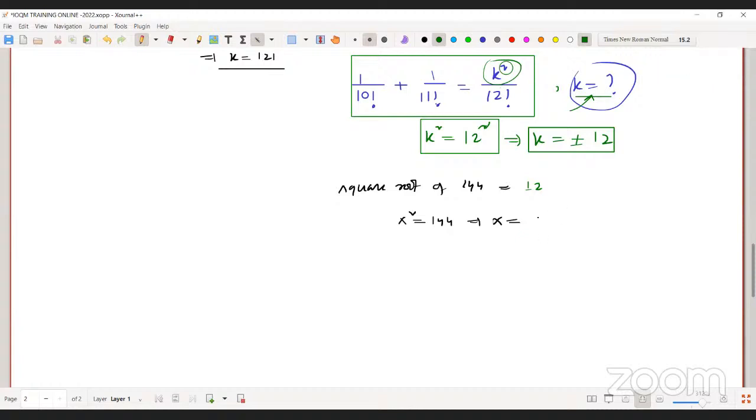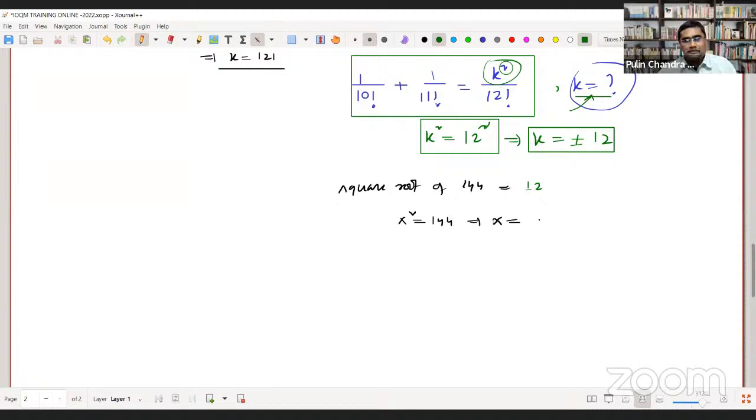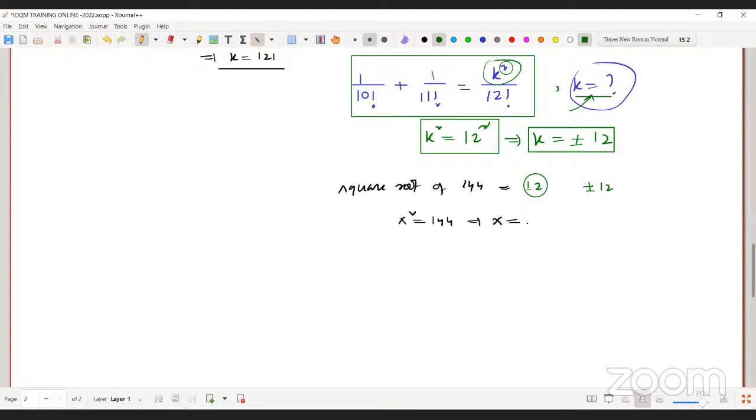-12. Plus or minus 12. ठीक है, एक कोई बोला plus 12 और कोई बोला है plus or minus 12. Sir, actually, minus 12. Plus or minus 12.